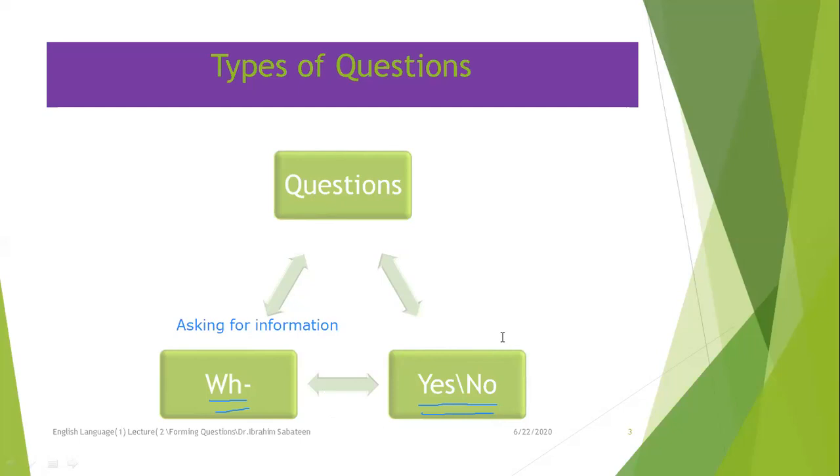Now, let's come to yes/no questions. Why do we ask yes/no questions? Sometimes we use yes/no questions to confirm information that I know. For example, do you have a car? Yes, I have. This type of question, yes/no question, requires short answers.